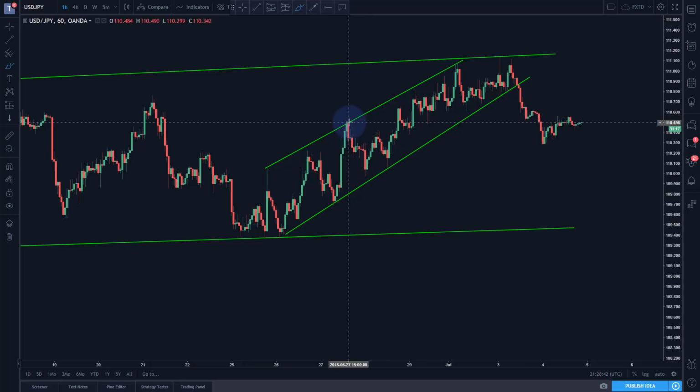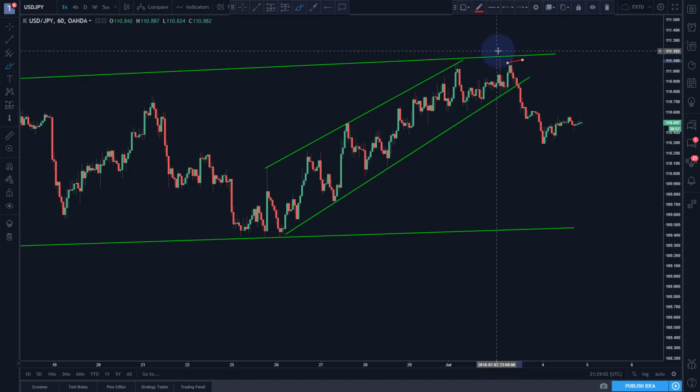We have 1, 2, 3 touches on the top, 1, 2, 3, 4 touches on the bottom after this. So it would have been 3 touches and then 3 touches. So we're expecting it to break to the bottom. After it comes up this 4th time here to the top, we could have waited till it started heading down again and traded there with a very tight stop loss at the top. And if you'd done that, you would have had this extra profit in here.